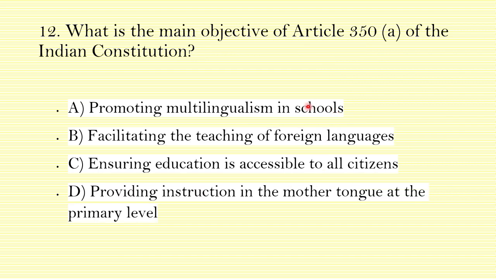12th question. What is the main objective of Article 350A of the Indian Constitution? A. Promoting multilingualism in school. B. Facilitating the teaching of foreign languages. C. Ensuring education is accessible to all citizens. D. Providing instruction in the mother tongue at the primary level.